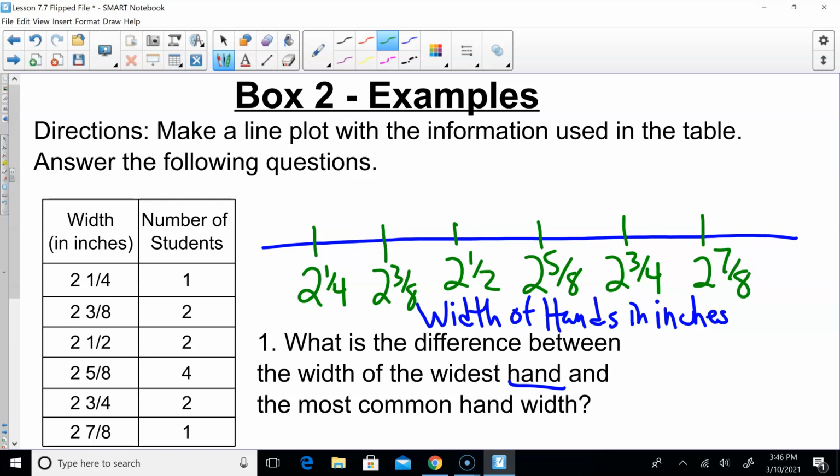And now with that, we put our little X's or dots or circles, whatever you choose, some way to mark the ones you have. So 2 1/4 has 1 student. I'm just going to use X's. 2 3/8 has 2. 2 1/2 has 2. 2 5/8 has 4. Must be the common size. 2 3/4 has 2. And 2 7/8 has 1.